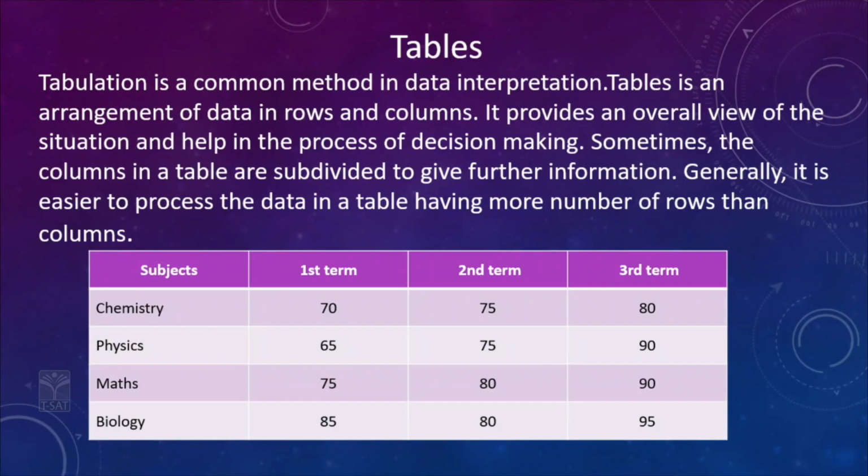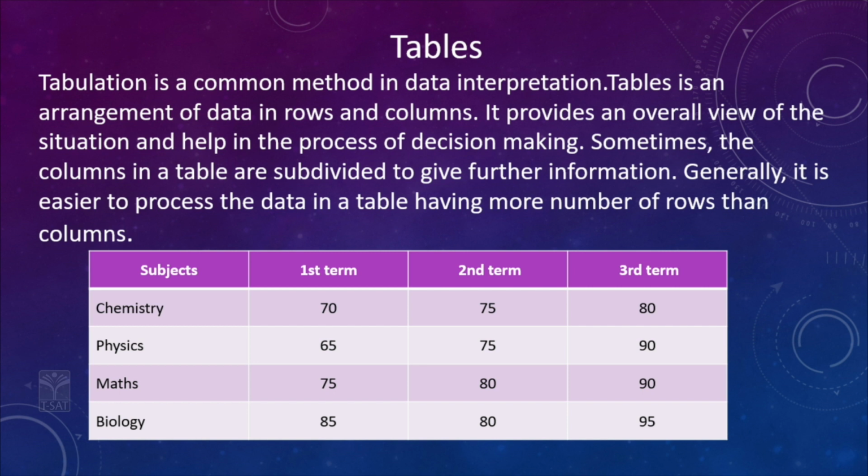Now we will see the tables here. Here one tabulation is given. Tabulation is a common method in data interpretation. A table is an arrangement of data in rows and columns. It provides an overall view of the situation and helps in the process of decision making.